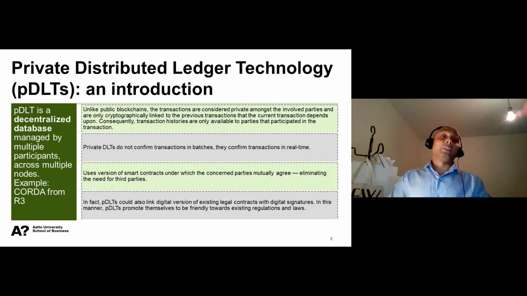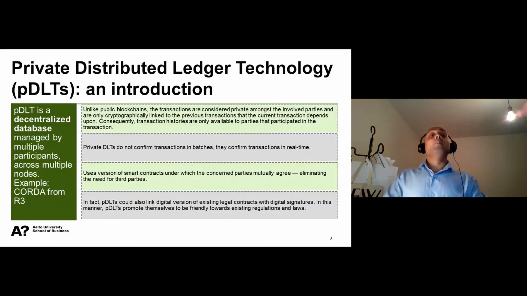The third difference is private DLTs use versions of a smart contract under which the concerned parties mutually agree, eliminating the need for third parties, as happens on public blockchains in the form of consensus algorithms and consensus rules.